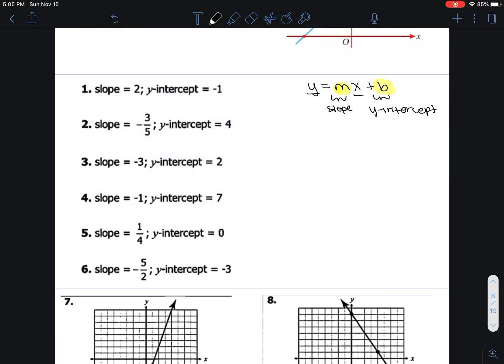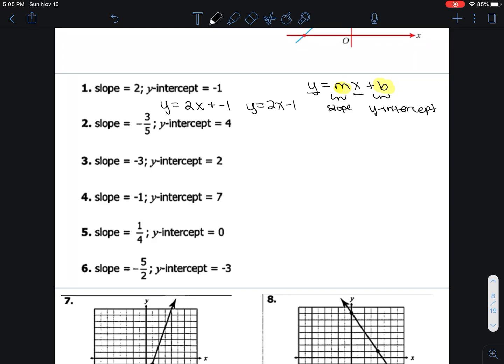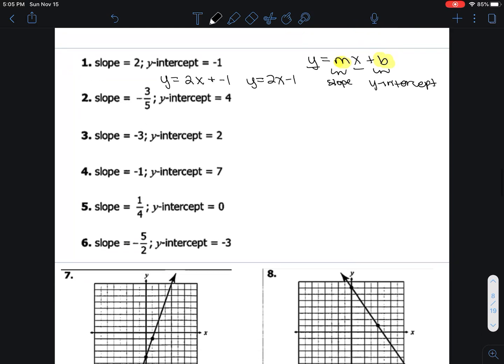So this first example, slope is 2, y-intercept is -1. So y is equal to our slope, 2, our x stays the same, plus a -1. And to clean this up, we can just do y is equal to 2x minus 1. For number 2, y is equal to -3/5 x plus 4. We have our slope, which is -3/5, and our y-intercept, which is +4.